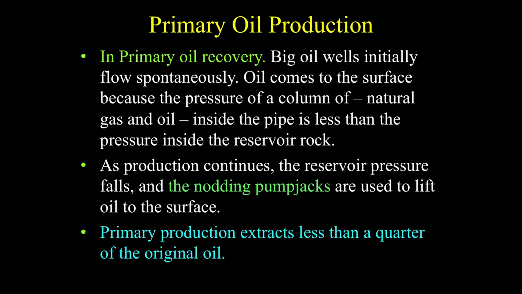Let's discuss the actual oil production. In primary oil recovery, big oil wells initially flow spontaneously. Oil comes to the surface because the pressure of a column of natural gas and oil inside the pipe is less than the pressure inside of the reservoir rock. As production continues, the reservoir pressure falls, and nodding pump jacks are used to lift the oil to the surface. Primary production extracts less than a quarter of the original oil.